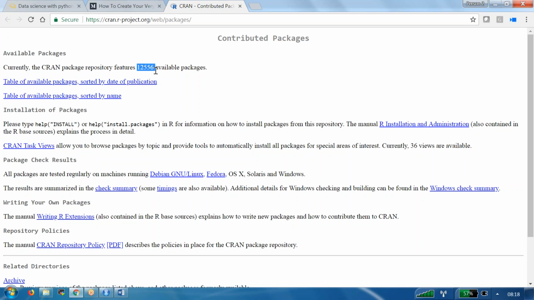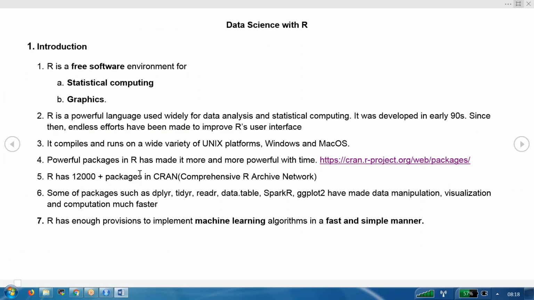These packages are generally published in the environment that is known as CRAN. From this, if you say import, it will be importing from CRAN. CRAN stands for Comprehensive R Archive Network. So R has 12,000 plus packages in CRAN.